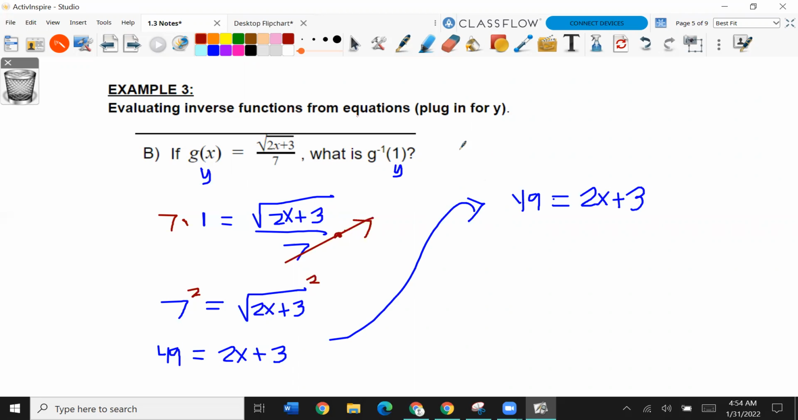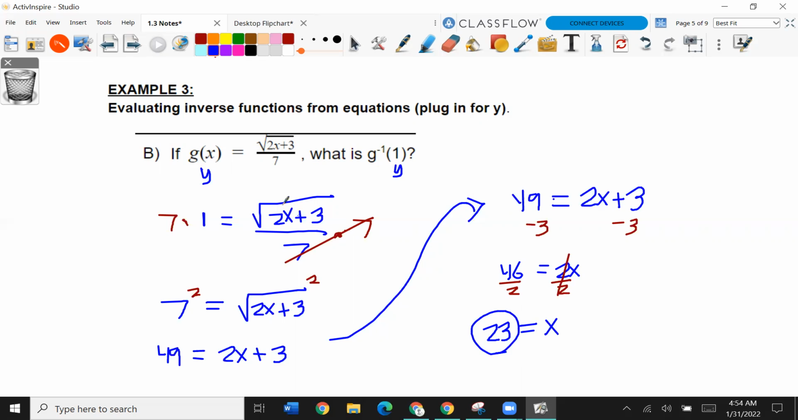And you should be familiar with solving these equations. We want to subtract the 3 from both sides. That's going to give you 46 equals 2x. And then we can divide both sides by 2 to give you 23. And I'm going to check this on a graph as well. Always check it on a graph. So the value of x is 23, just 23.